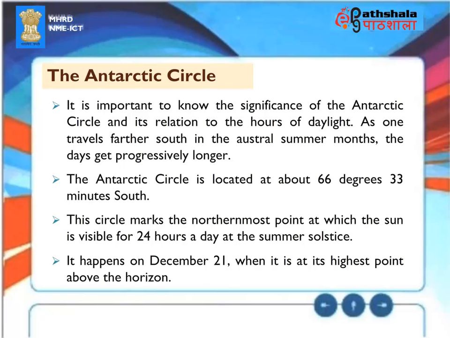The Antarctic Circle. It is important to know the significance of the Antarctic Circle and its relation to the hours of daylight. As one travels farther south in the austral summer months, the days get progressively longer. The Antarctic Circle is located at about 66 degrees 33 minutes south. This circle marks the northernmost point at which the sun is visible for 24 hours a day at the summer solstice. It happens on December 21st, when the sun is at its highest point above the horizon.